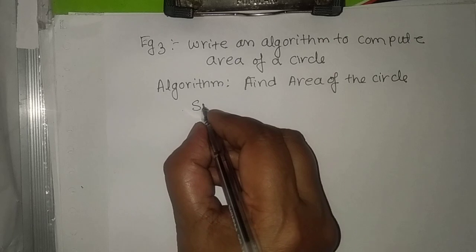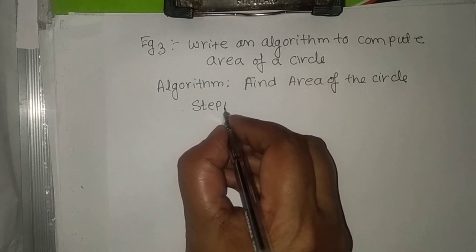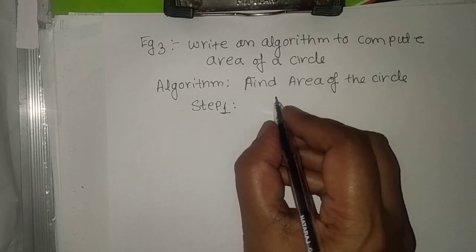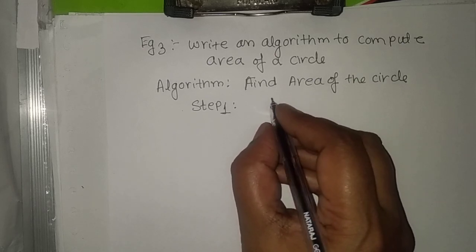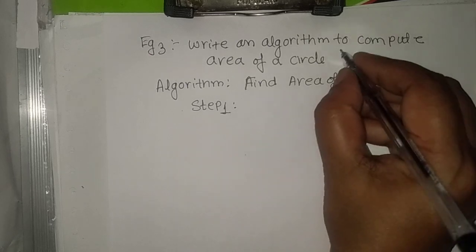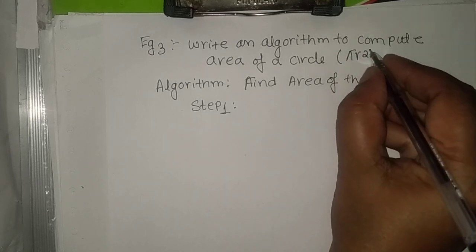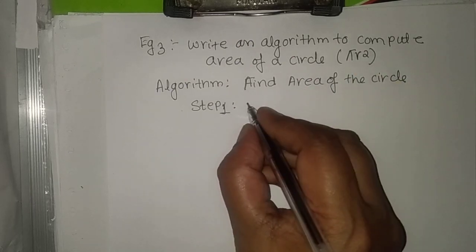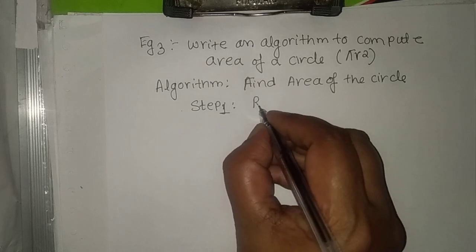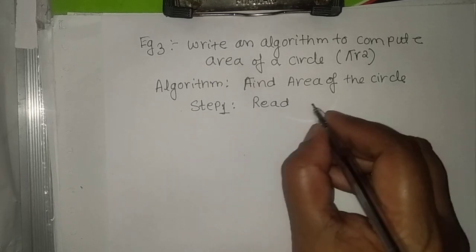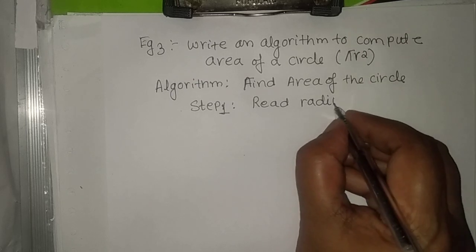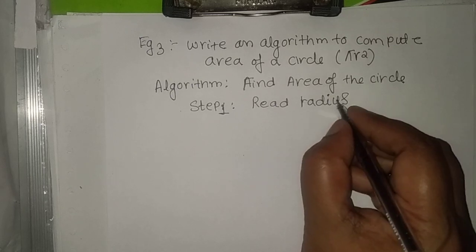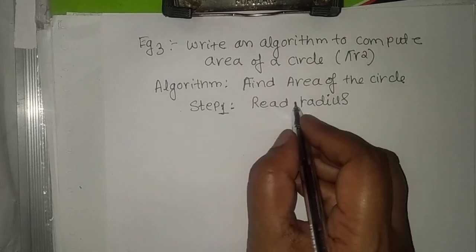Then step 1 is, what is the formula? That is 3.14 into radius square, or pi into radius square. So it is the first step. Read radius or read r.